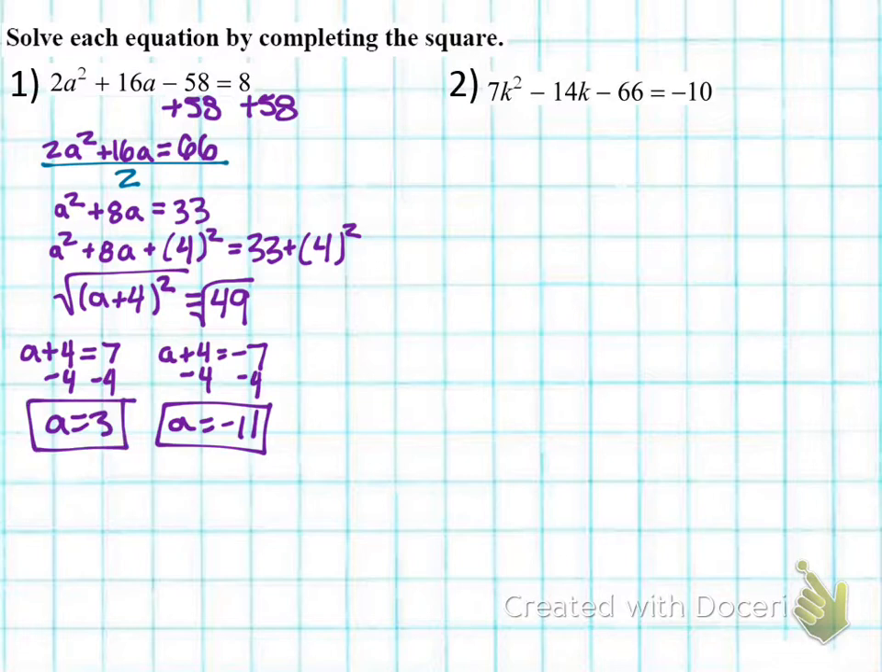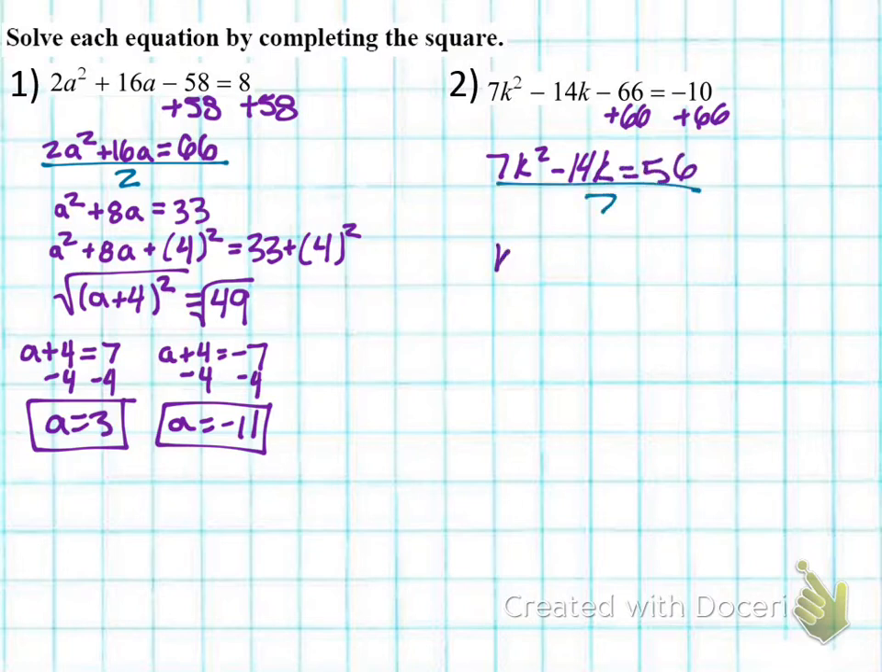Number 2 is very similar. I start by adding 66 to both sides. That gives me 7k squared minus 14k equals 56, and I'll divide by 7 so that I just get a k squared. Right? I don't want a 7 in front, I just want it to be a 1. So I'm dividing everything by 7. 7k squared divided by 7 gives me k squared. Negative 14k divided by 7 gives me negative 2k. And then I leave space. Oh, I didn't get here, sorry. 56 divided by 7 is 8.